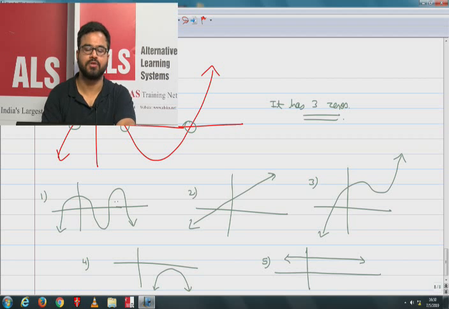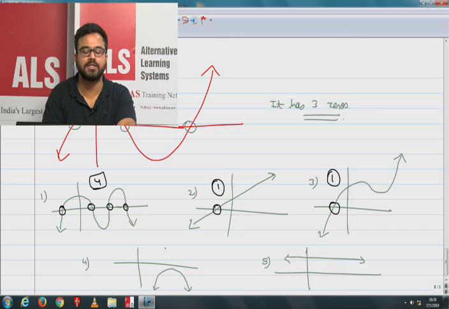Okay. Now I'm solving all the 5, then we will see. The first question, it is intersecting 1, 2, 3 and 4 points. So it has 4 zeros. The second is intersecting at only 1 point. It has 1 zero. The third is also intersecting at 1 point. It has 1 zero. The fourth question, the graph is neither intersecting nor touching, so it has 0 zeros.